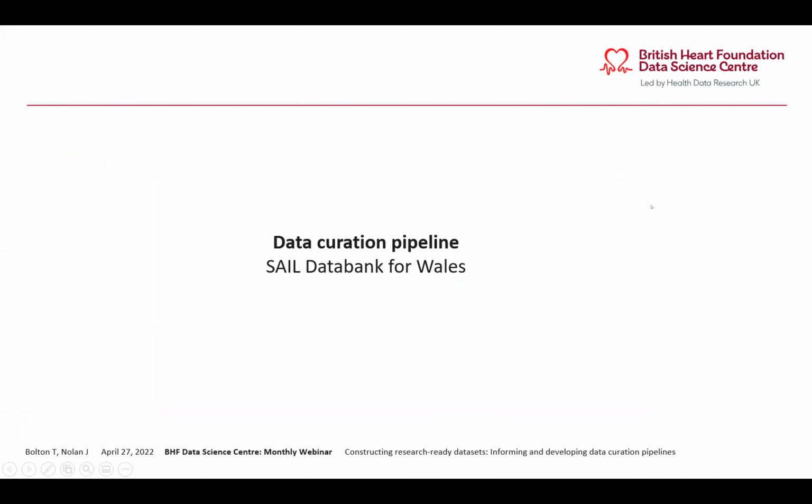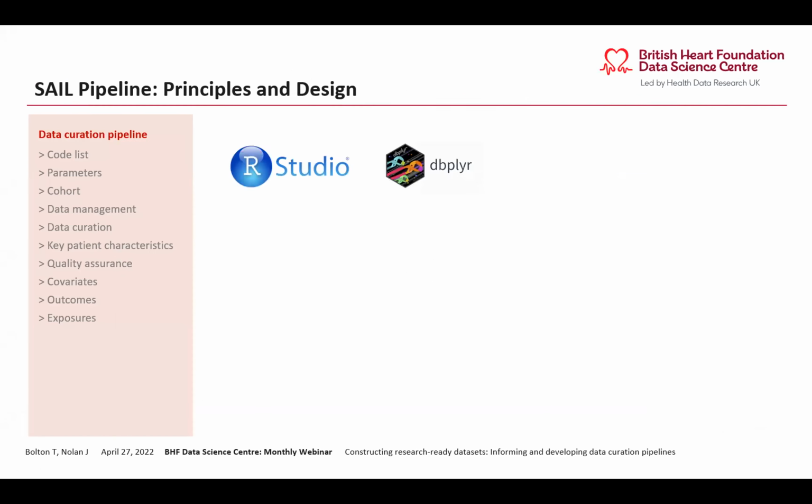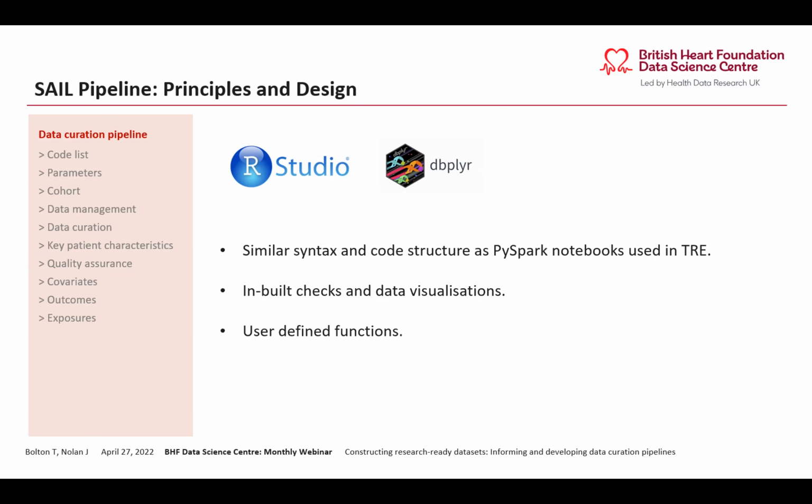Yes. Great. Thanks, Tom. So yeah, I'll now provide a higher level overview of the equivalent pipeline that we've developed in the SAIL data bank for Wales. So the SAIL pipeline for CCU 018 has been written in RStudio and utilizes the dbplyr and dplyr packages, which allow users to connect to and query databases using R syntax. These packages have similar syntax and strengths to the PySpark Python that is being used in the NHS digital pipeline that Tom has just described. And so allows for the pipeline to be written in the same way and with the same inbuilt outputs, checks, and data visualizations, and also allowing for the same development of user-defined functions that Tom described.